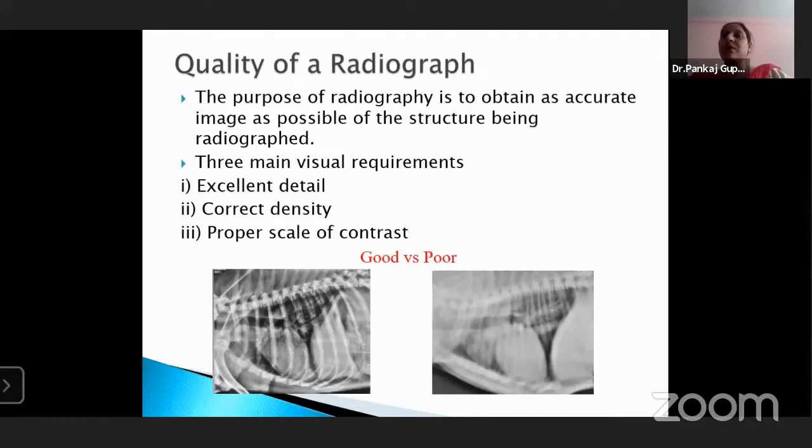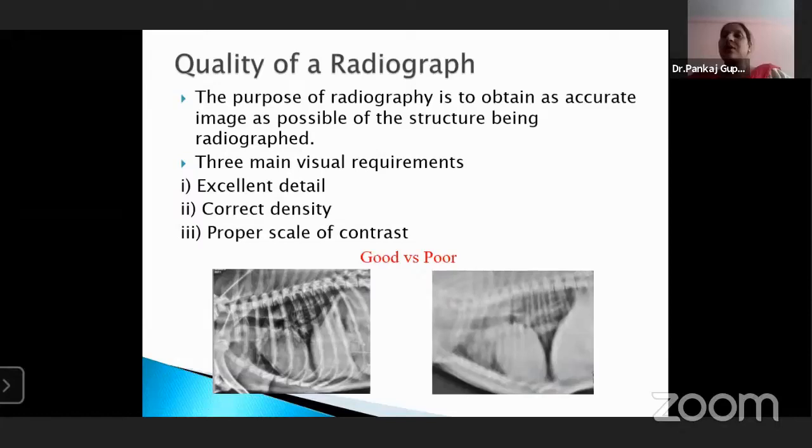Now the quality of this image is very important to give the diagnosis or for the interpretation purpose. The purpose of radiography is to obtain as accurate an image as possible of the structure being radiographed. The three main visual components of a good quality radiograph are excellent detail, correct density, and proper scale of contrast.